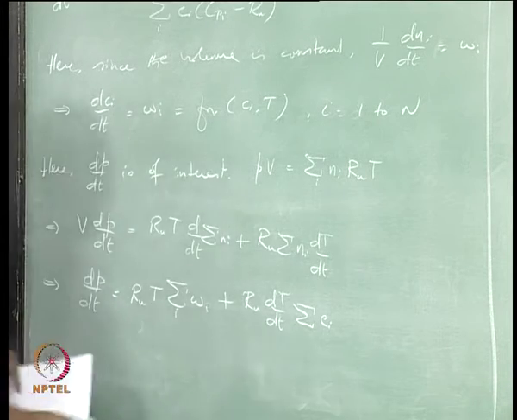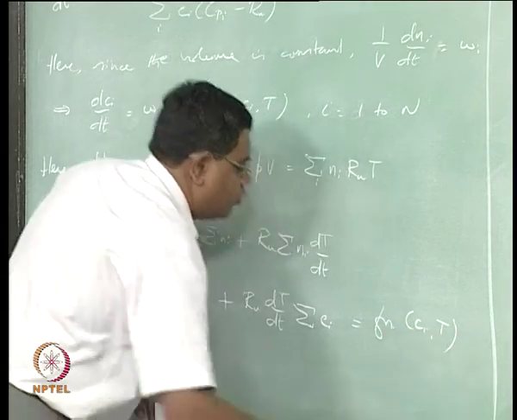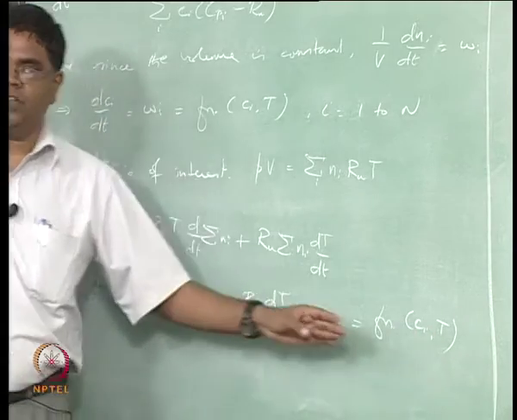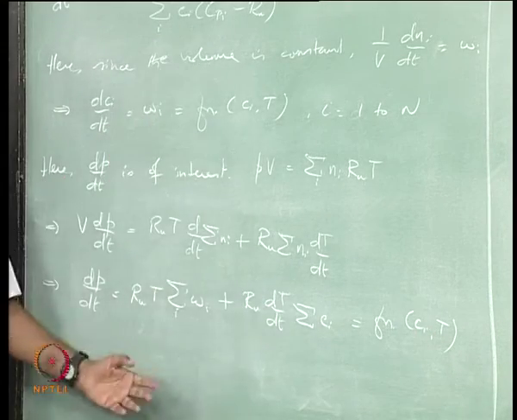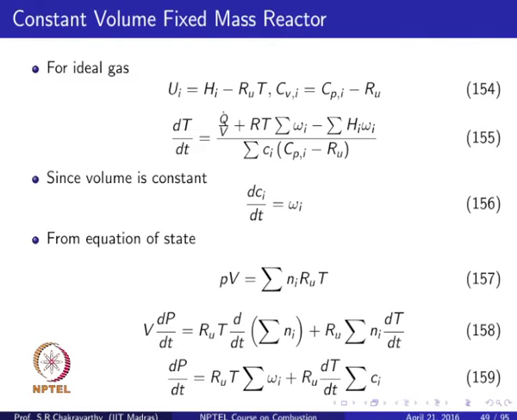So that's a function of Ci and T, which can be evaluated once you have solved for Ci and T. This is not coupled with the other. Okay, so you can get this. So this again formulates the constant pressure, constant volume fixed mass reactor.